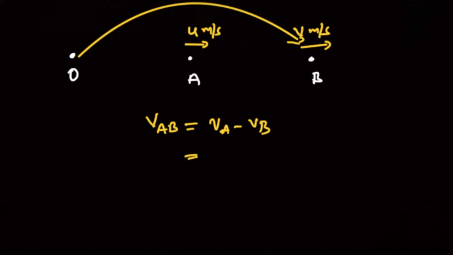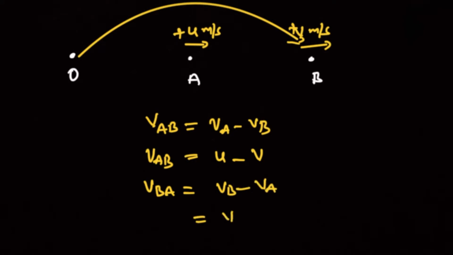So both are in the same direction. Suppose this direction is positive, so this direction should also be positive. So VA is u and VB is v. So resultant velocity of both is considered as u minus v. Both velocities are in the same direction, so it is the difference of their velocities. Similarly, what is the VBA? What is VB minus VA? VB is plus v, VA is plus u. So that is v minus u. Two bodies are moving in the same direction, so their relative velocity is the difference of both velocities.